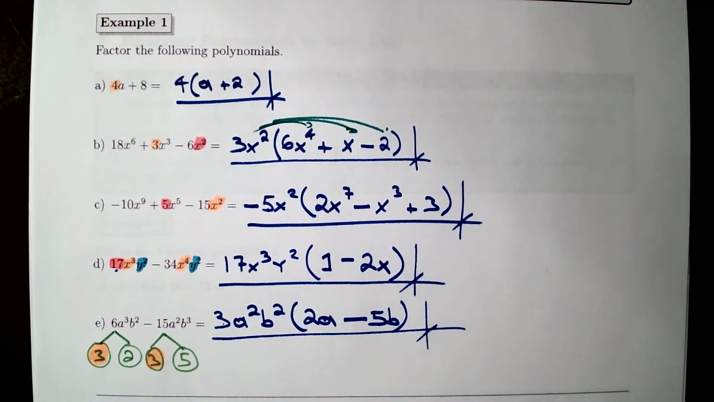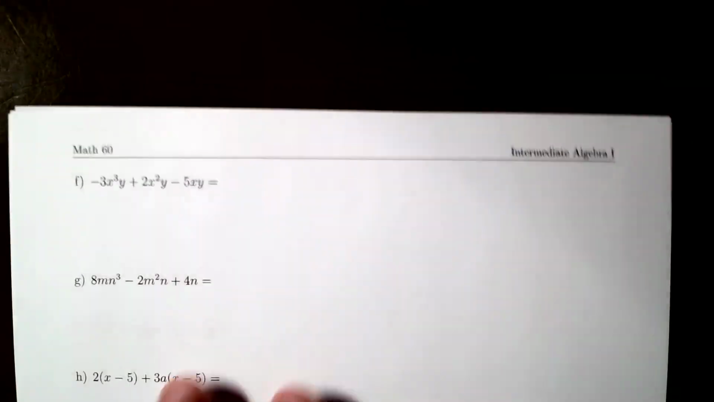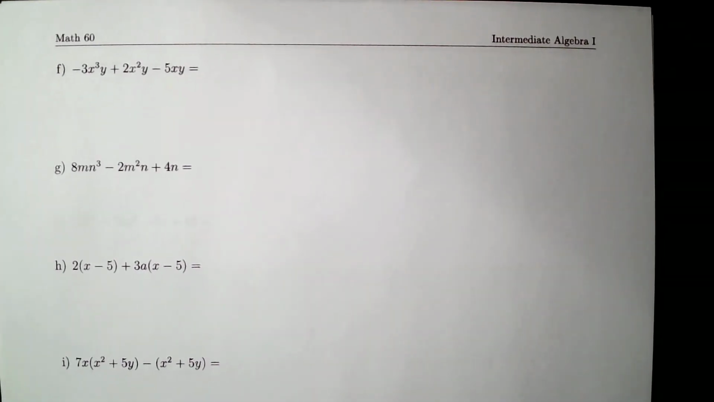So, do we have anything else? Oh, of course, we have a few more on the next page. So, let's see. We have polynomial ones that have more than one variable at the same time. Well, let's see what we have.